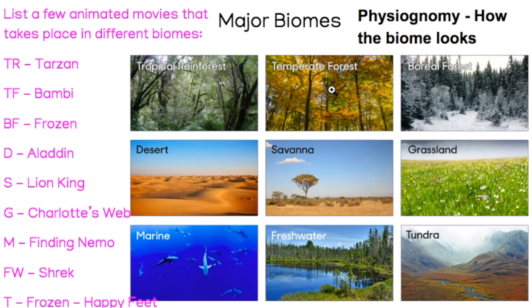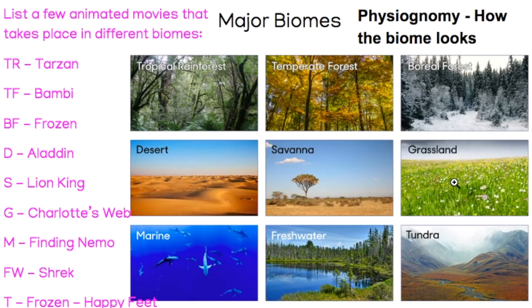But we said Bambi was a temperate forest. In one of the classes, we said The Fox and the Hound. The boreal forest would be anything with wolves and pine trees, and you guys agreed Frozen might take place in a boreal forest. For the desert, we said Aladdin, maybe certain scenes of Cars also takes place in Arizona. That could be a desert. Lion King is obviously the savanna.